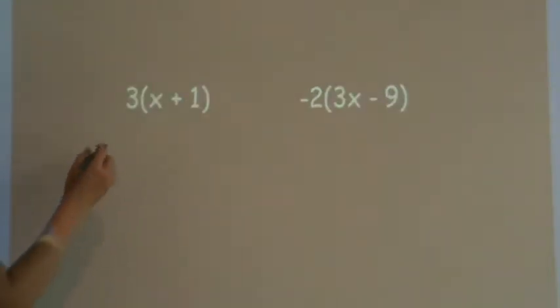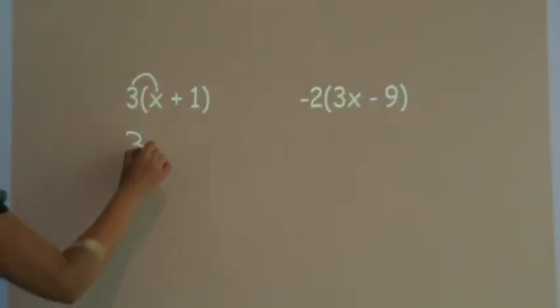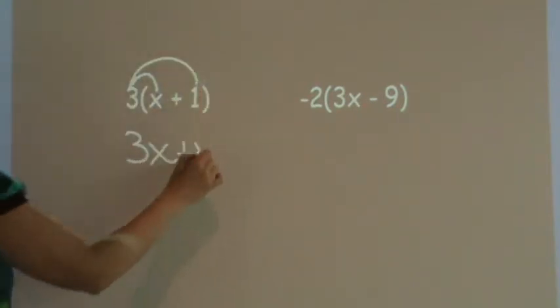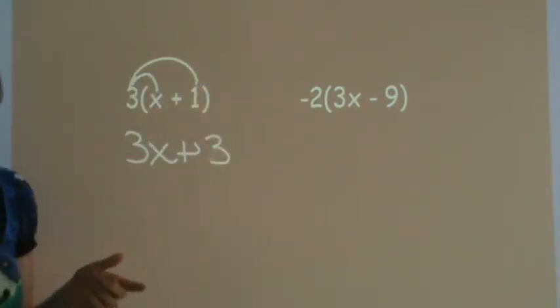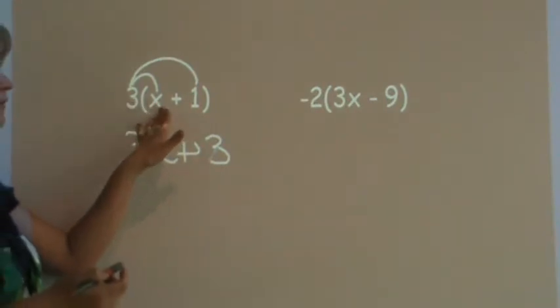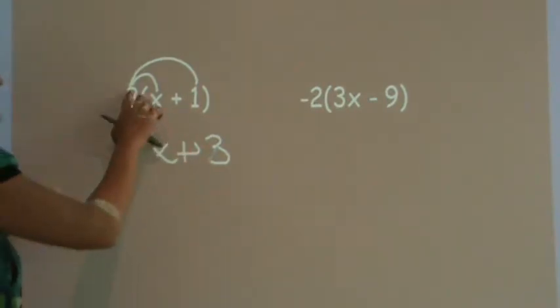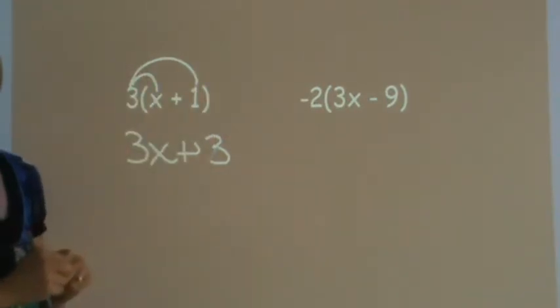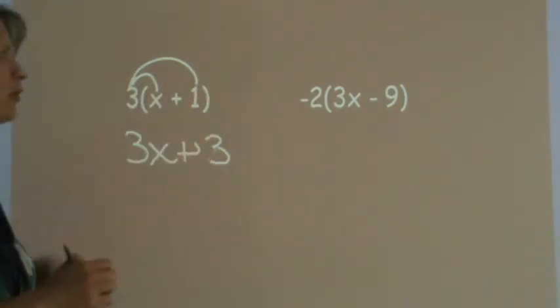Alright, so to simplify something like this, we take 3 times x is 3x, and we take 3 times 1 is 3. Biggest mistake people make is that they take it times the first, and they drop the parenthesis, but they don't take it times the second. Okay, make sure you're going times both of them.